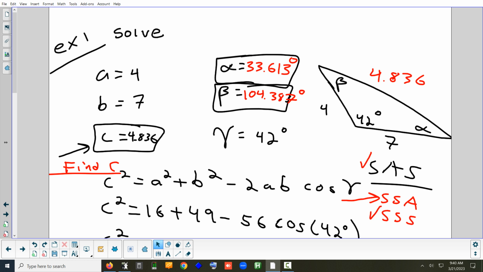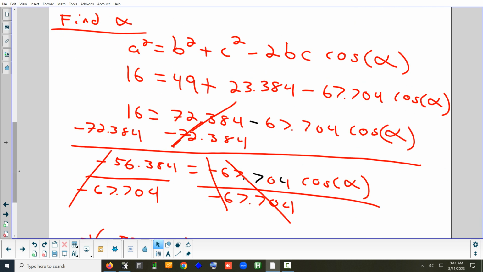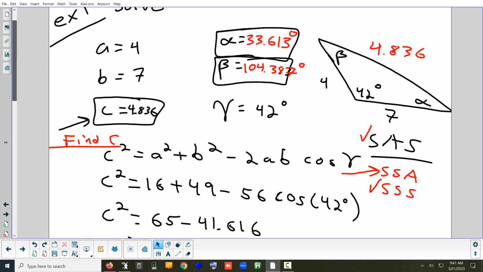So in a side angle side problem, you always have to do law of cosines twice. Once to find a side, once to find an angle. Always. That's how you do it. Yep. Why don't you get 2 answers? Why don't we get 2 answers?